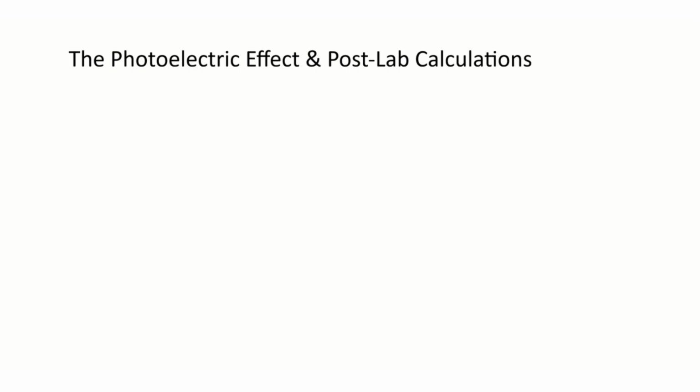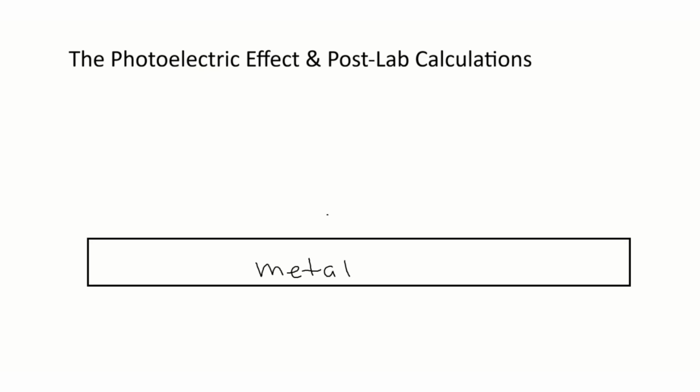Let's recap our lesson on the photoelectric effect, as well as go over our post-lab calculations and graphs. Around 1900, scientists were shining lights on metals. They knew electrons were inside. That was discovered by J.J. Thomson. And so they reasoned that these electrons could be ejected by light.